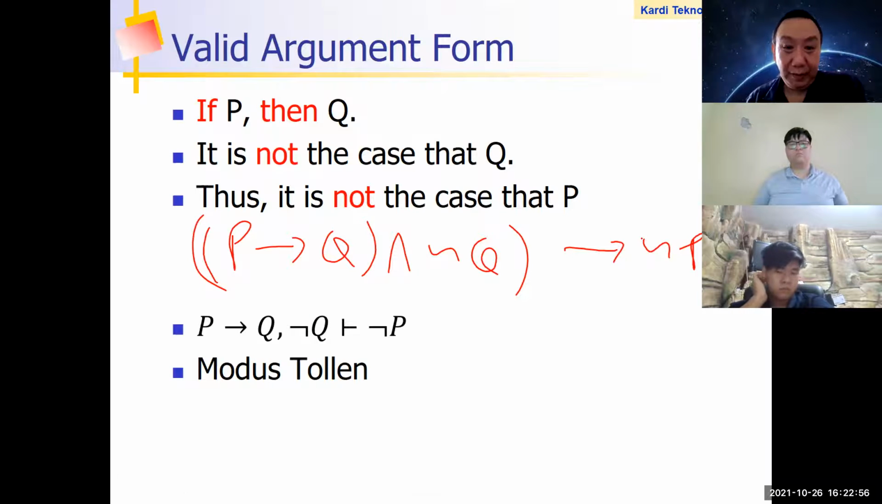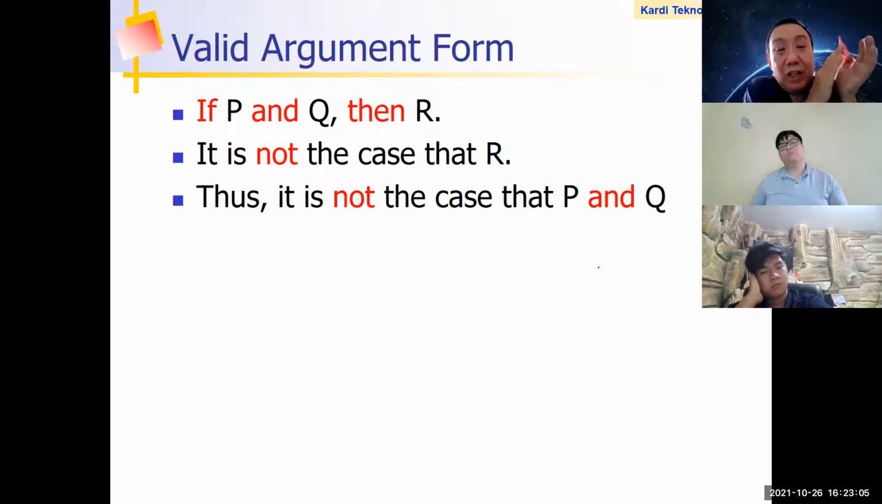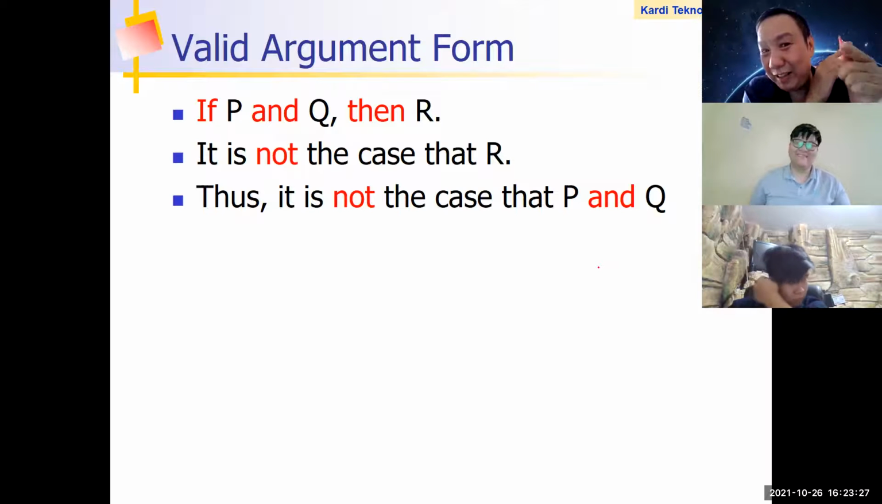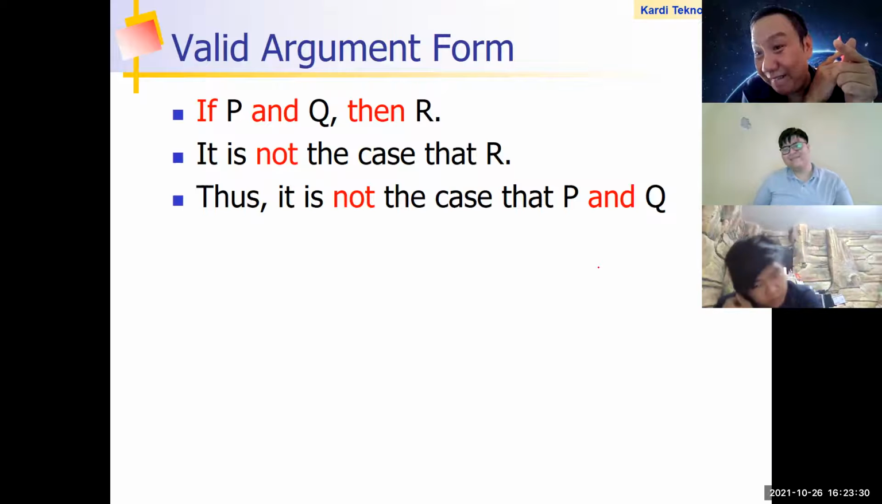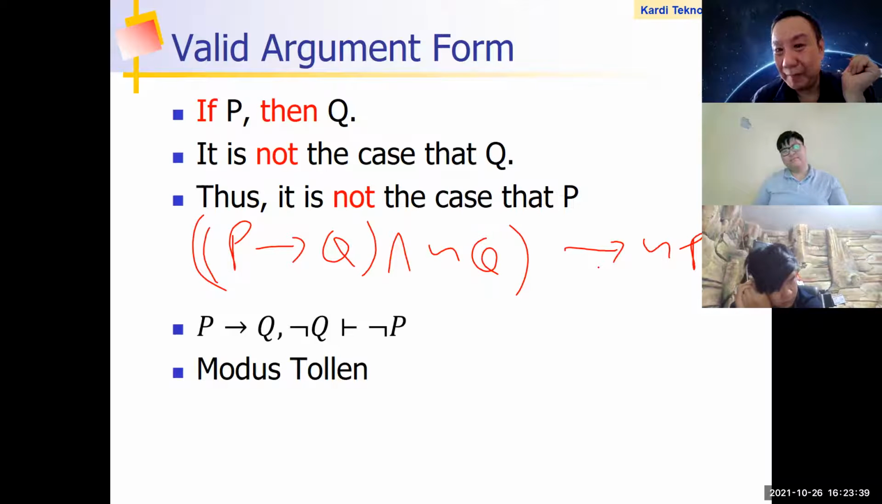Okay. Next. Okay. Is this valid? If P and Q, then R. It is not the case that R. Thus, it is not the case that P and Q. What is this? No, this is exactly the same as the previous one. Look at this argument compared to the previous argument. It's exactly the same.